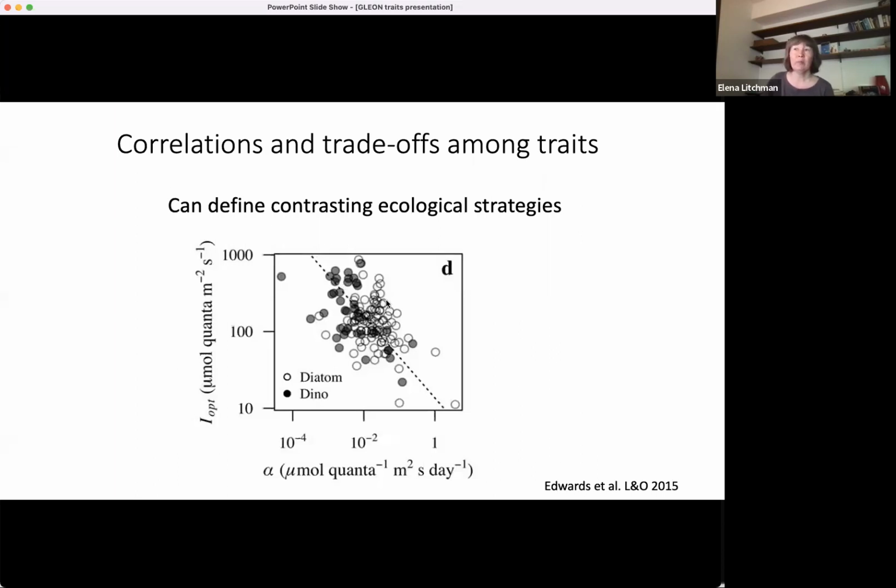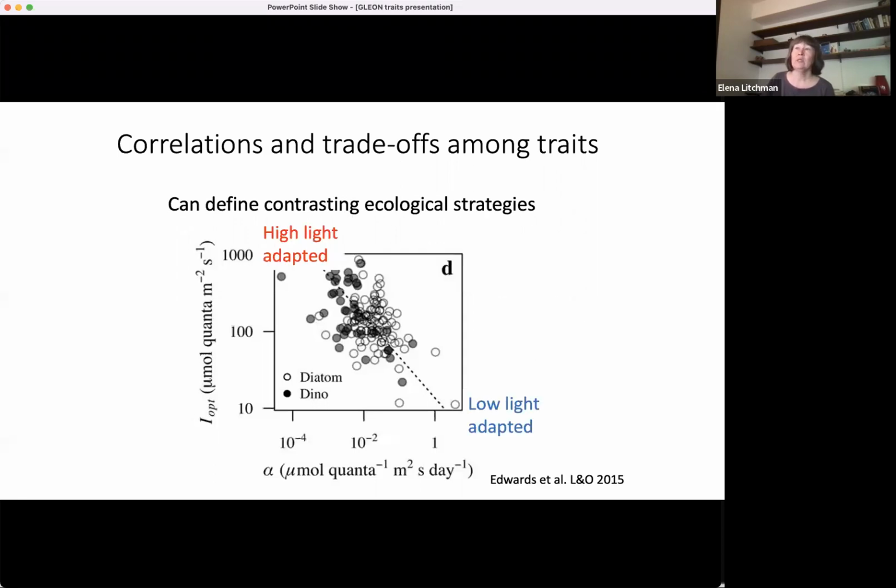So when we think about ecological strategies aligned along this trade-off, we can distinguish these two extremes, high light adapted ecological strategies and low light adapted ecological strategies. And of course, there are a lot of species in between. But you can see that there are differences in these strategies due to these correlations and trade-offs.